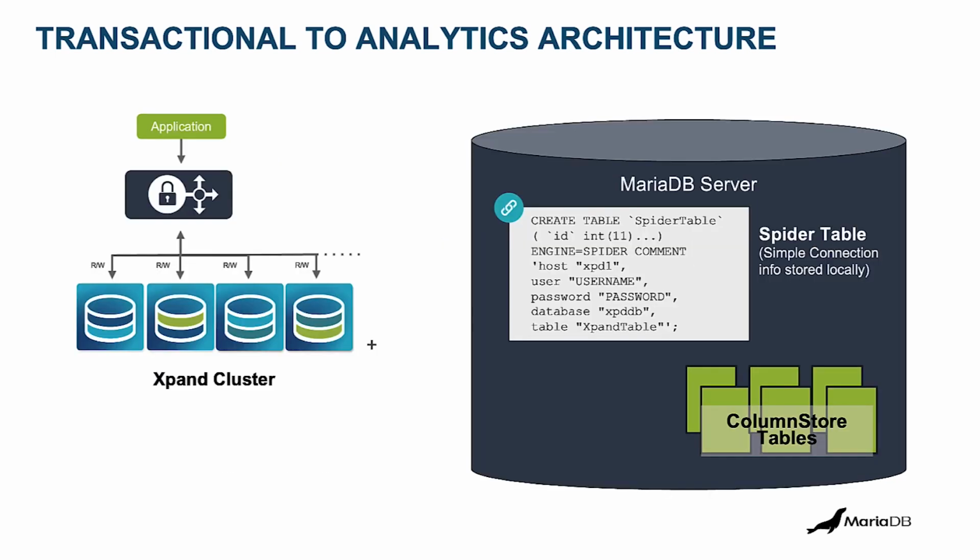So I'll create a Spider table with a very simple connection string. You can see here, I use the create table syntax, and then I list the same configuration, right? The create table structure will be the same as my source, but the difference here is I will create the table with engine equals Spider, and then in the comment section, I list the host. And here my host is XPD, that's the name of the Docker image on Xpand, the username, the password, the database, and the table name. So that will directly point at that Xpand cluster, database, and table. Now, all that's actually stored on this server is that connection info, that create table statement.